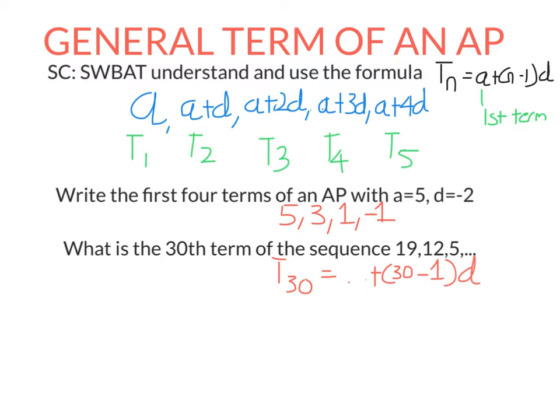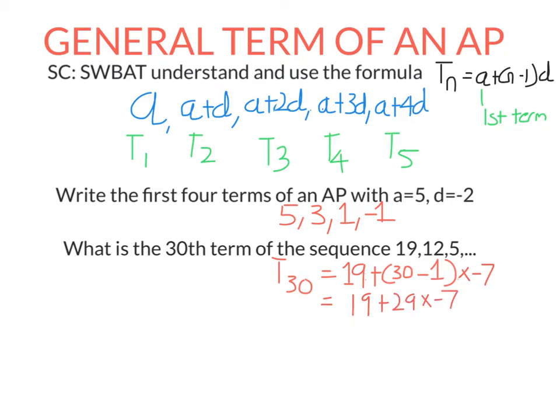Now each term is 7 less than the previous. In other words, if I have a term, I need to subtract 7 to get the next term. The common difference here is therefore minus 7. That's the difference between each term. So I'm changing d to minus 7. So T30 is just 19 plus 29 times minus 7.